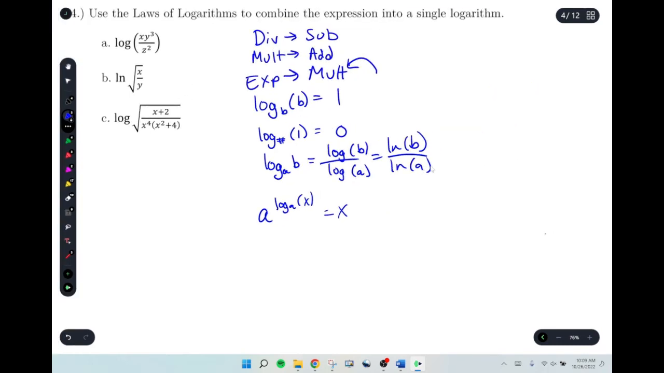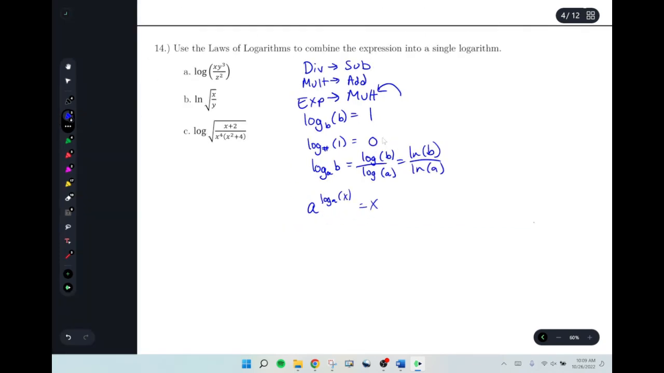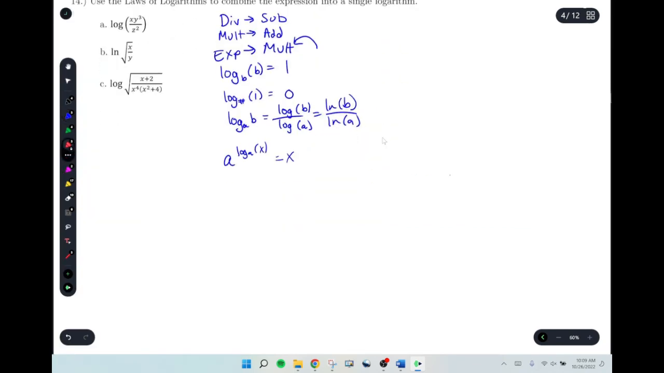Okay, so actually, what I'm saying is that applies to two laws. That applies to the ln of e law, but it also applies to the exponentiation turns into multiplication and our logarithmic laws. Okay, sorry. All that to say, which one do we want to do? C, huh? Yeah, C's ugly.